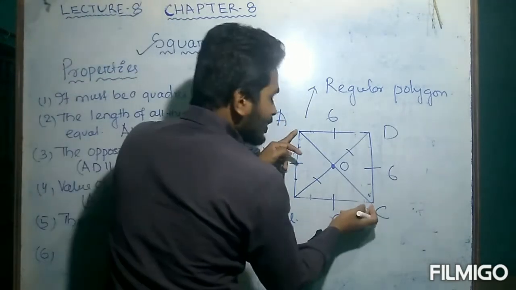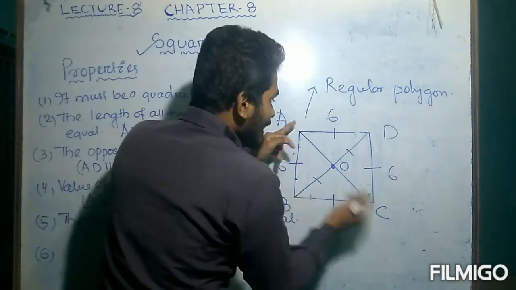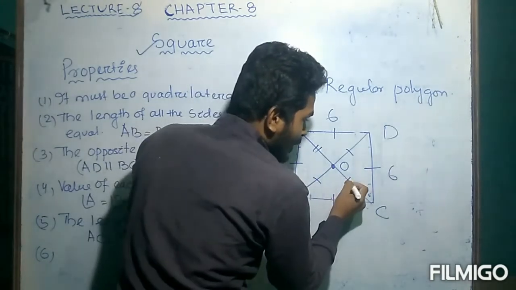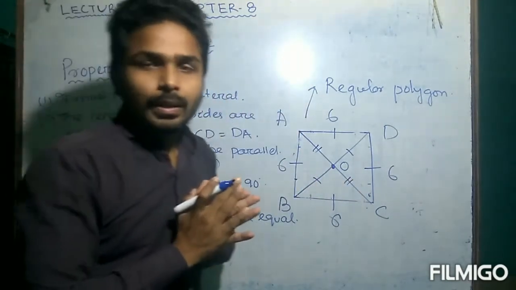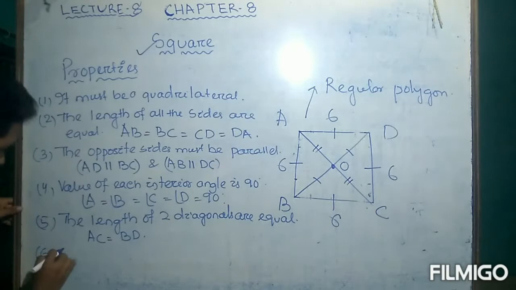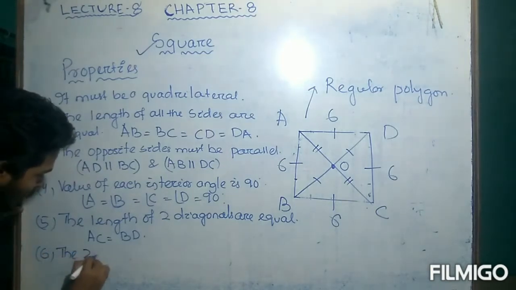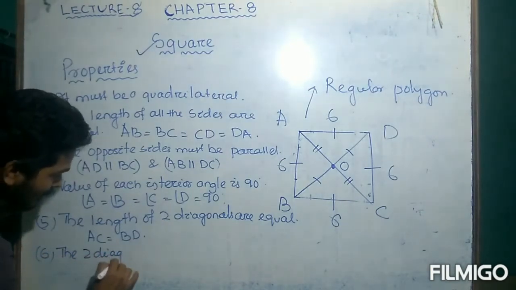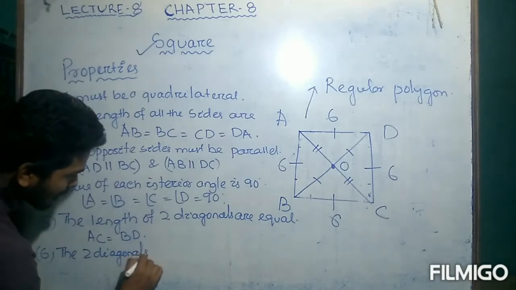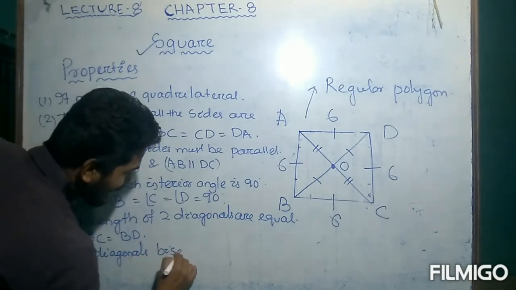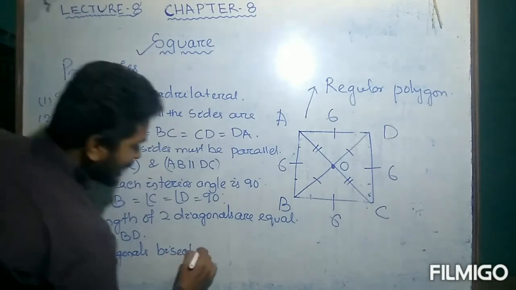Similarly, this diagonal is also bisected by BD. This half must be equal to this half. Clear? So we can write: the two diagonals bisect each other.